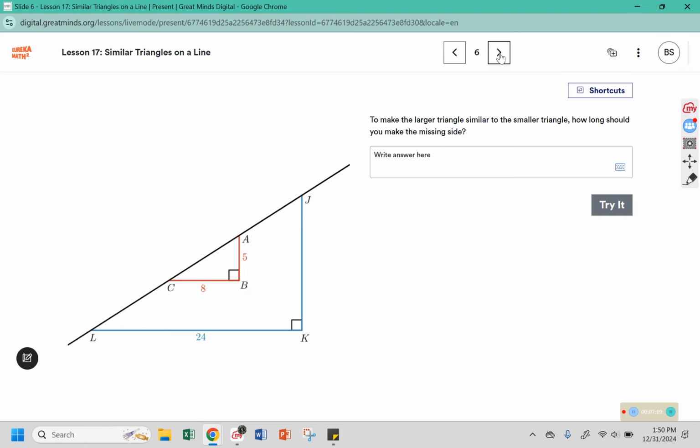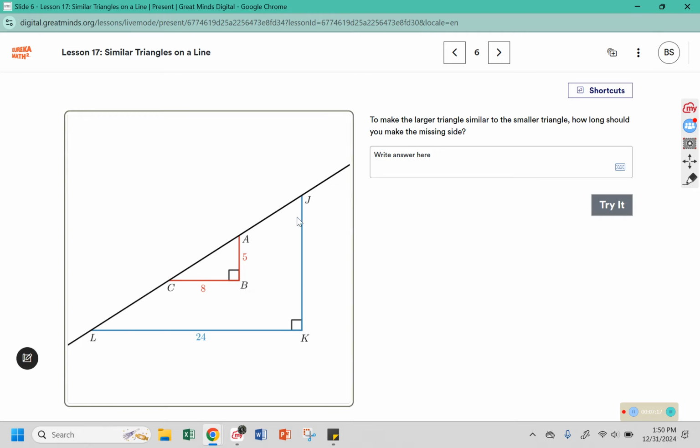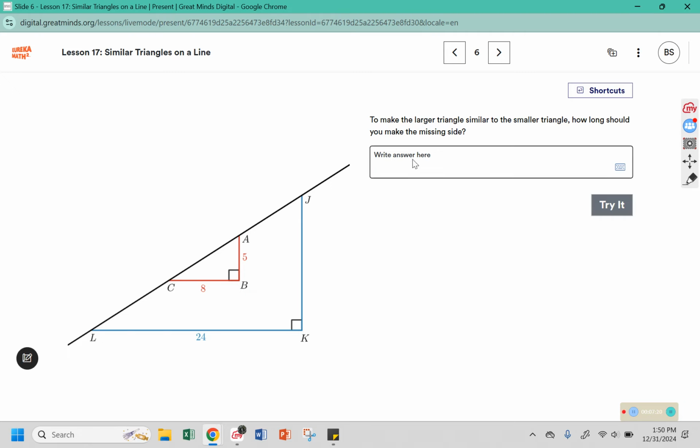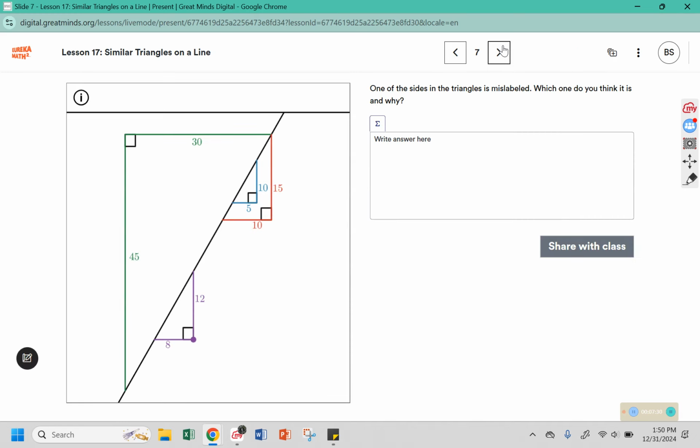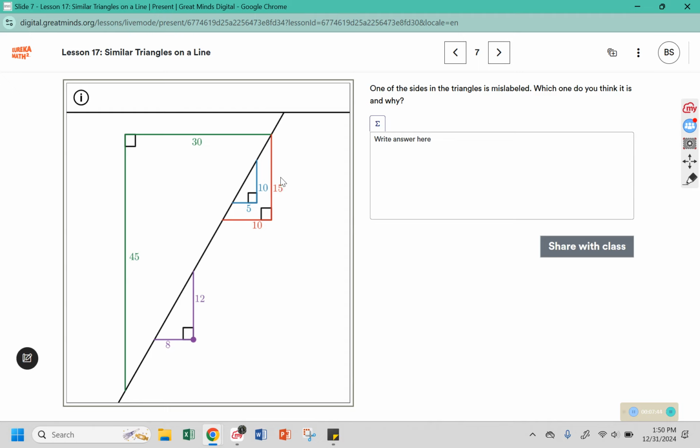To make the larger triangle similar to the smaller triangle, how long would you make the missing side? So if the scale factor is 3, this missing side here should be 15. One of the sides of the triangle is mislabeled. Which one do you think it is and why? Well, 5 times 2 would give us 10. 10 times 2 should be 20, not 15.